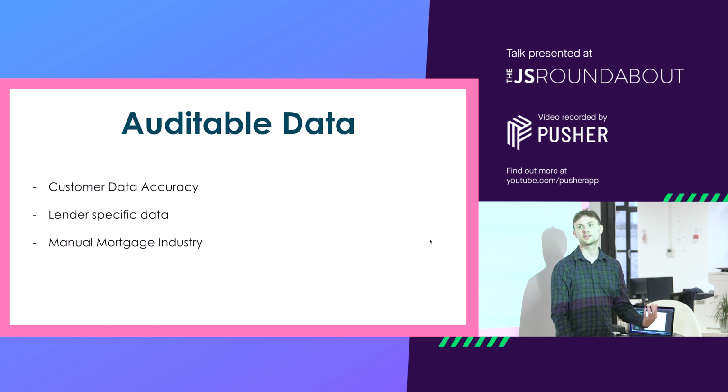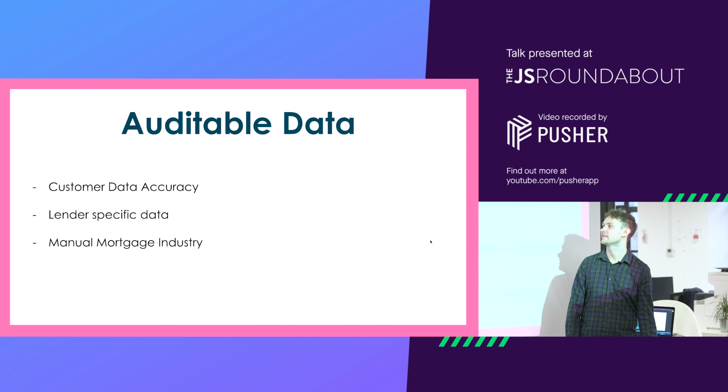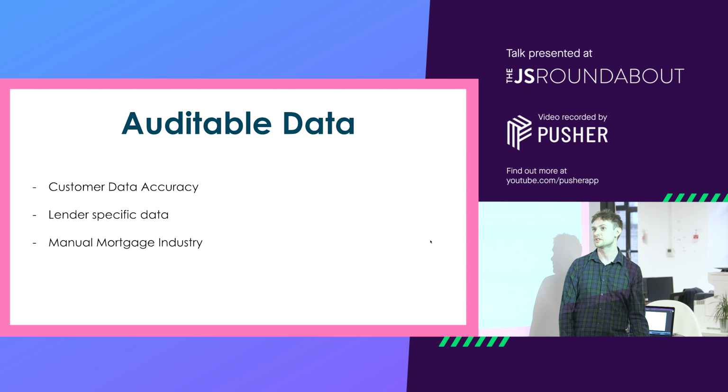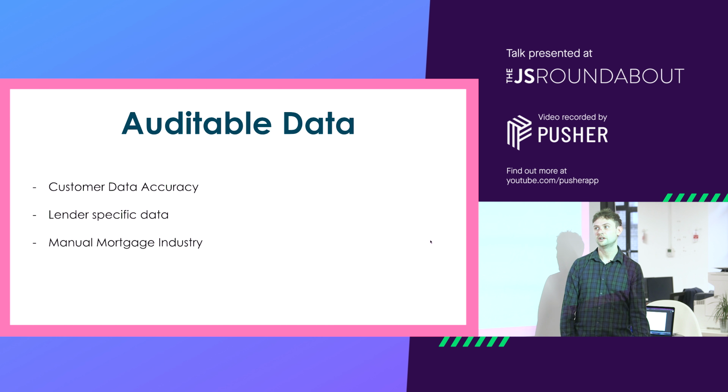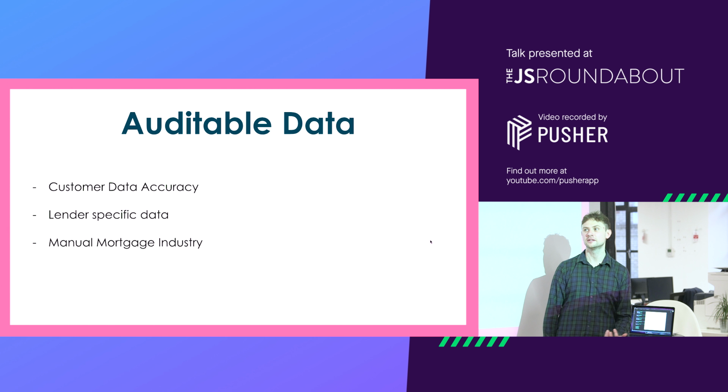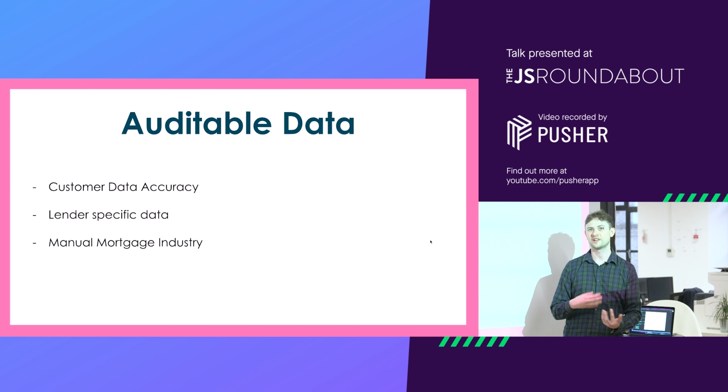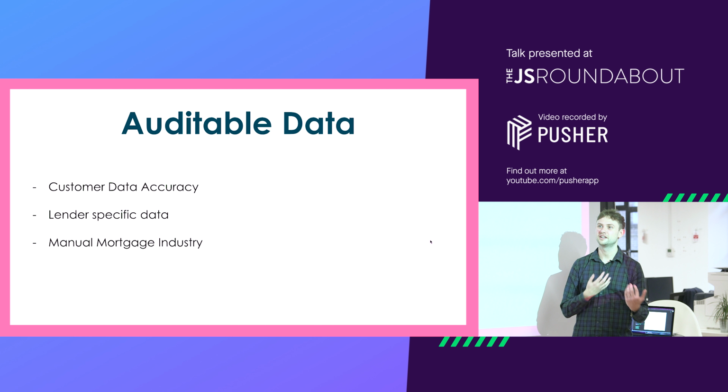A big thing we've been working on recently is having very auditable data. Reasons why: the level of accuracy we need to do a mortgage application is incredibly high. Getting that from customers can be quite difficult. They may give a right answer, but it isn't right enough for a particular lender. And they might slightly contradict, say, their income with their savings or something like that.